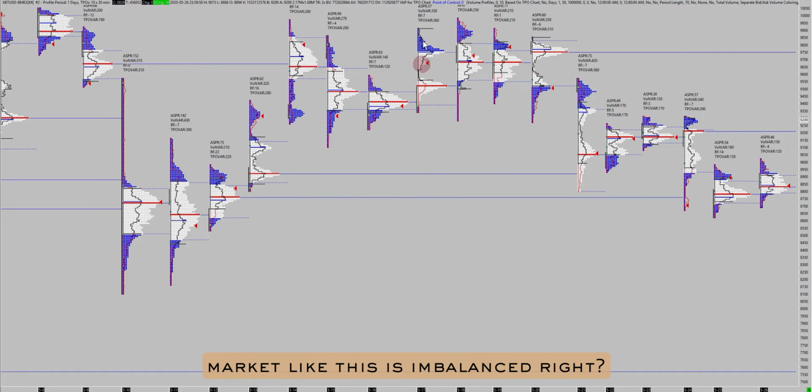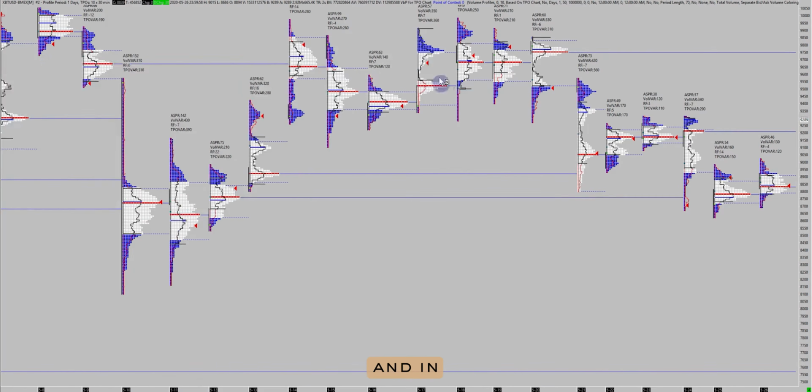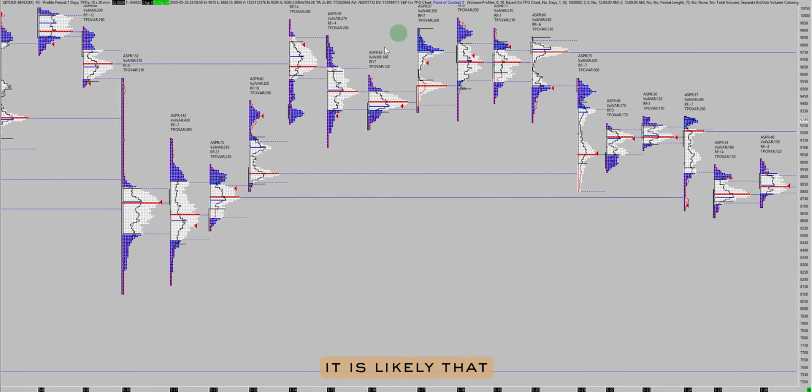A market like this is imbalanced, right? There is a whole level of inefficiency between. Not much was transacted. The market started off temporarily looking like it was in balance and then quickly moved to the upside. This is a double distribution structure, and in this case takes on the form of a short liquidation. Okay, so the market is in balance and then very quickly moves to the upside, and ultimately it is likely that the aggressor to the downside helped this move to the upside.